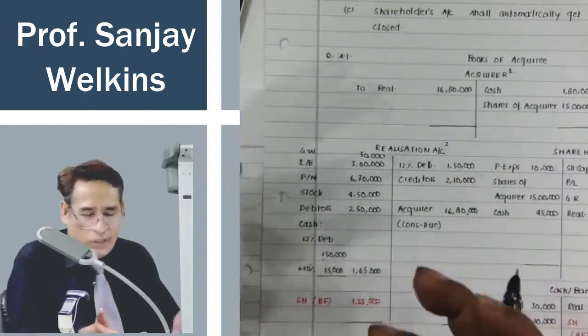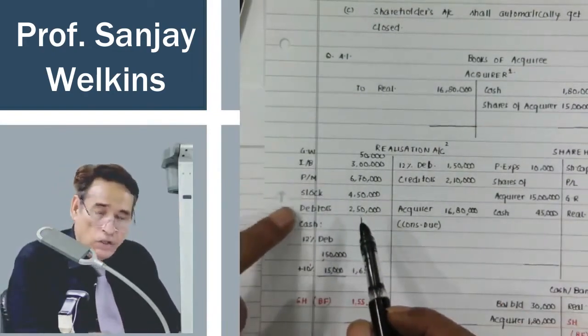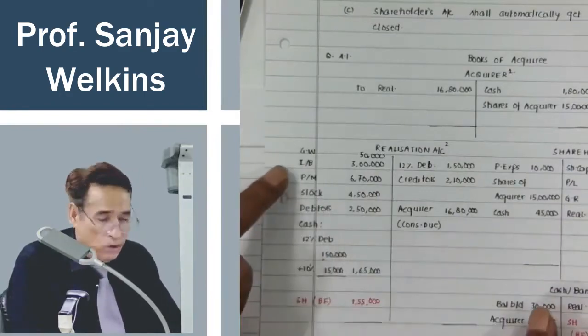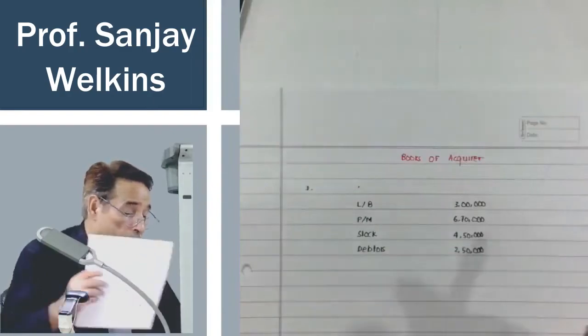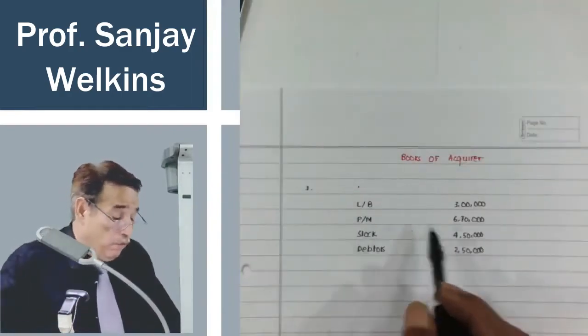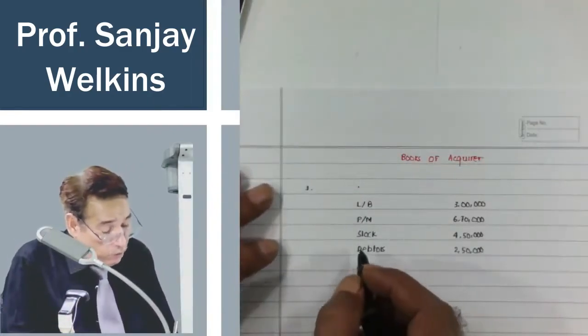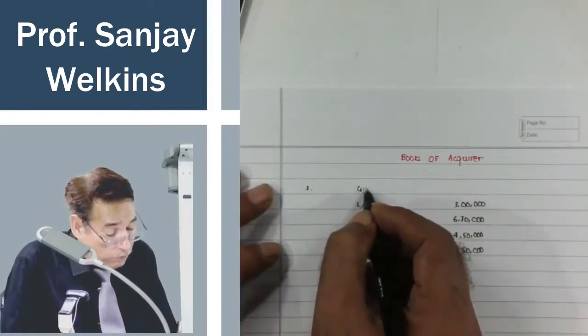However, we have to keep the concept clear. So all the assets, whether taken over or not, you are going to transfer here. Goodwill is an intangible asset, you will transfer it here only. So whatever assets we have taken over, we have also taken over goodwill. So I will write goodwill 50,000.